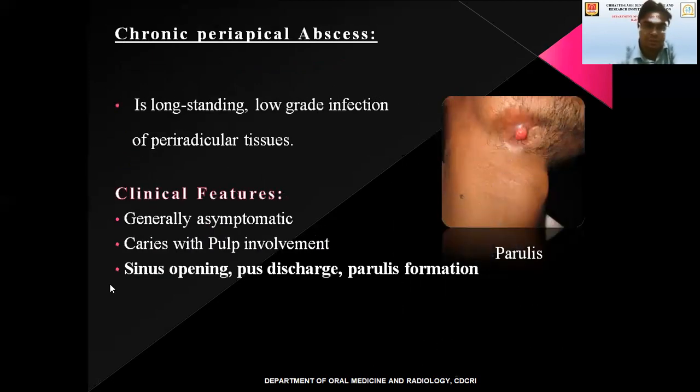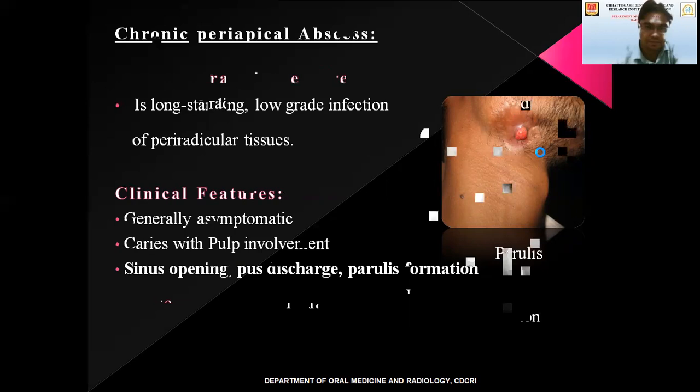Then next is chronic periapical abscess. It is a long-standing low-grade infection of periapical tissue. Clinical features: mostly it will be asymptomatic. The patient will not give any history of pain. There will be caries with pulp involvement, obviously. Then there will be sinus opening, pus discharge, or pus formation. This sinus opening or pus discharge is the classical sign of a chronic case. In any case, if we see a grossly decayed tooth with a sinus opening extraorally or intraorally, it is a case of chronic periapical abscess.